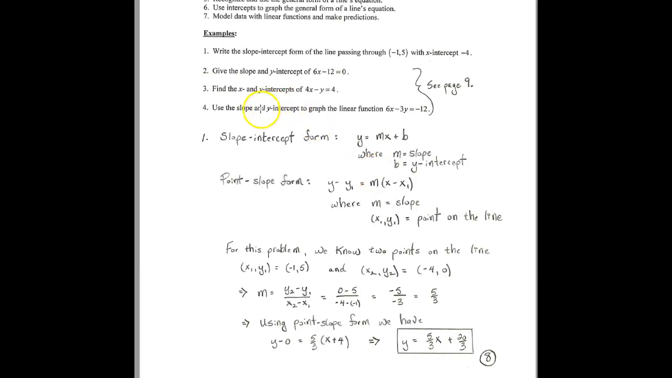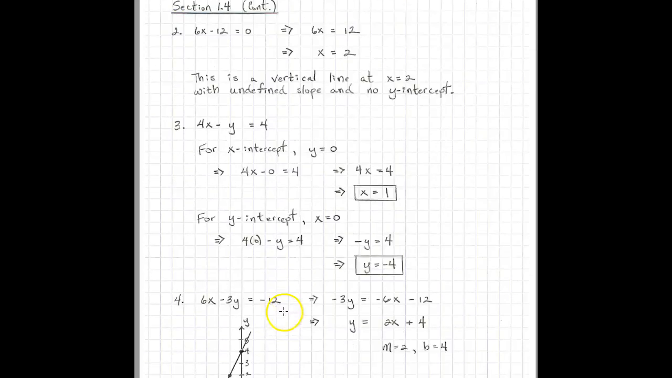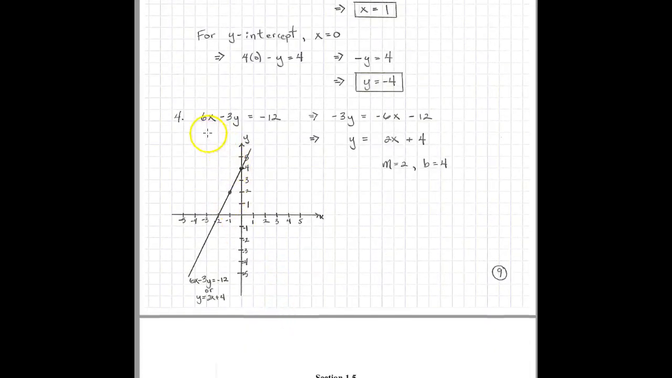And then in the fourth example, we want to use the slope and the y-intercept to graph the linear function 6x minus 3y equals -12. So we need to find the slope and the y-intercept, which means I want to take this equation, which is in the general form for the equation of a line, and put it in the slope-intercept form. That simply means solve for y. Subtracting 6x from both sides, I get -3y equals -6x minus 12. Divide by -3, I get y equals 2x plus 4. So the slope is 2, the y-intercept is 4.